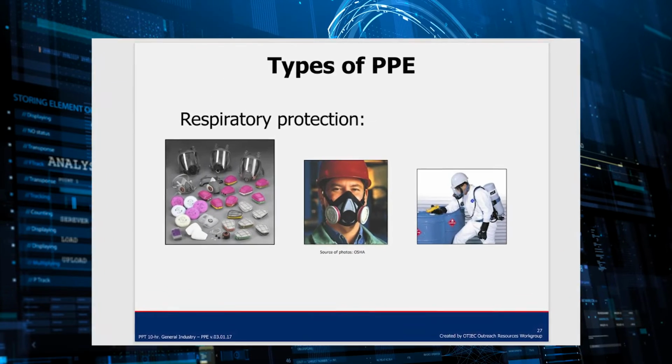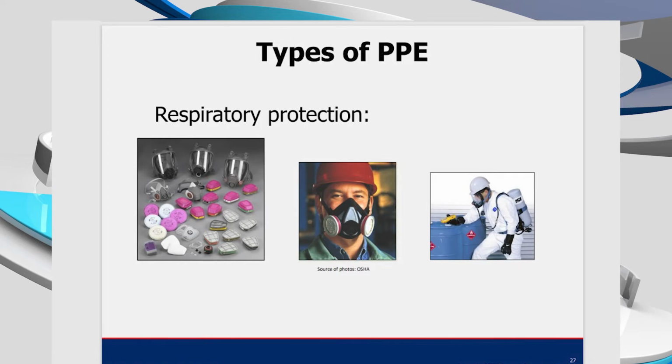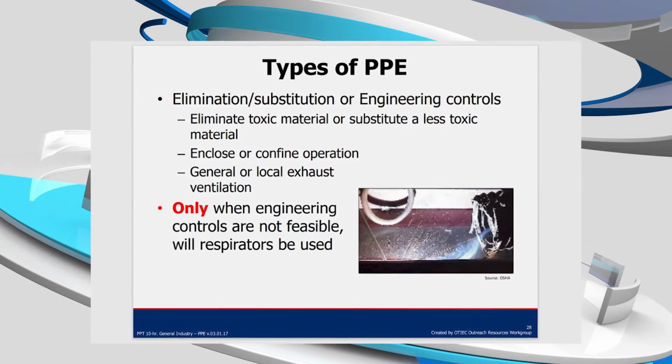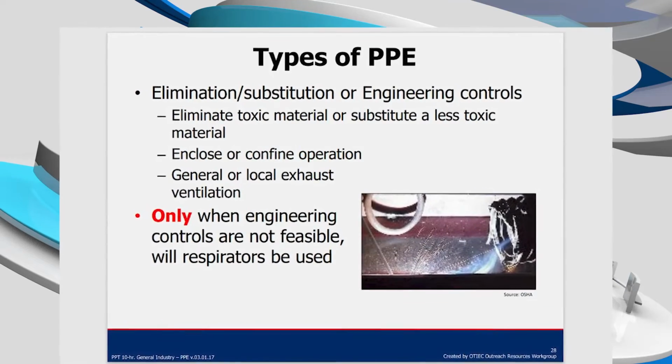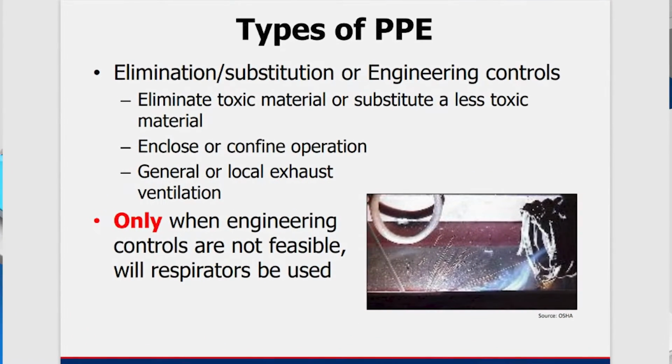Let's talk about respiratory protection. Respiratory protection using elimination or substitution or engineering controls. By eliminating toxic material or substituting a less toxic material, or enclosing or confining the operation, or general or local exhaust ventilation. Only when engineering controls are not feasible will respirators be used.